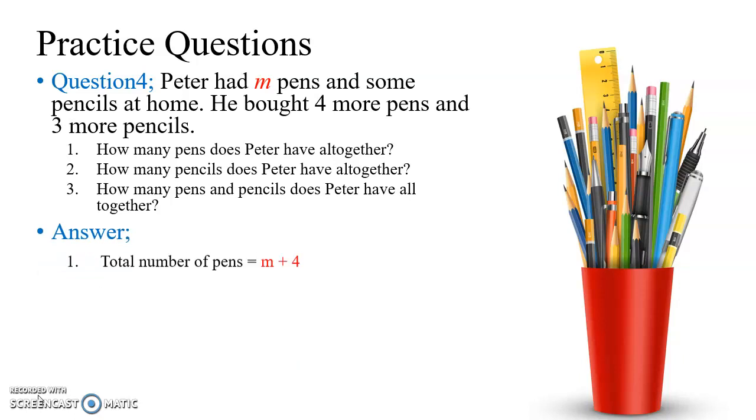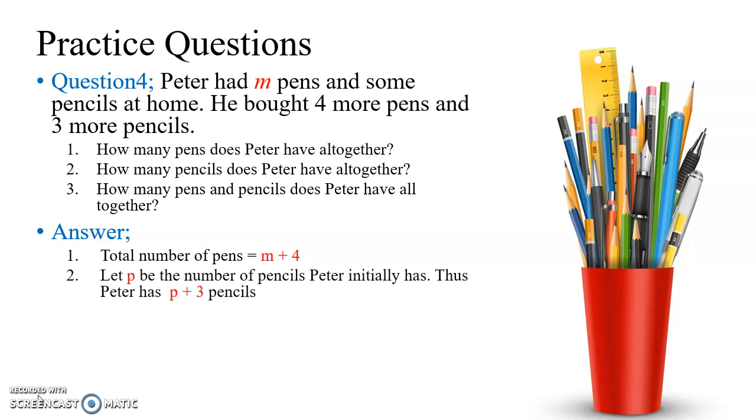So let's look at the answers. The total number of pens will be equal to the number of pens that Peter has at the beginning, which is M, and the additional pens that he bought, which is 4. So the total number of pens would be equal to M plus 4. To get the number of pencils that Peter has, let P be the number of pencils that Peter initially has, which is an unknown, and then he bought 3 more pencils. So Peter has P plus 3 pencils.